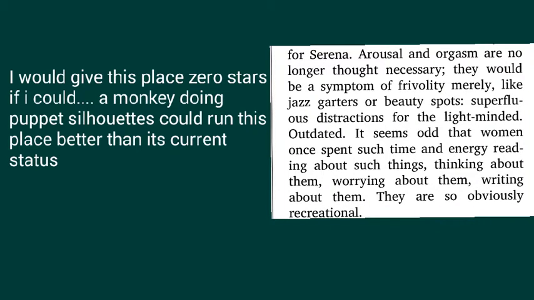Two texts we can compare and contrast as an example of using verisimilitude as a methodology are a Yelp review on our left and an excerpt from Margaret Atwood's The Handmaid's Tale on our right. The Yelp review reads, "I would give this place 0 stars if I could. A monkey doing puppet silhouettes could run this place better than its current status."